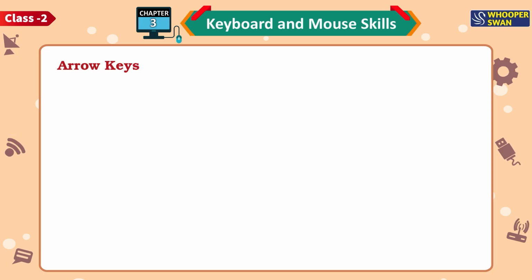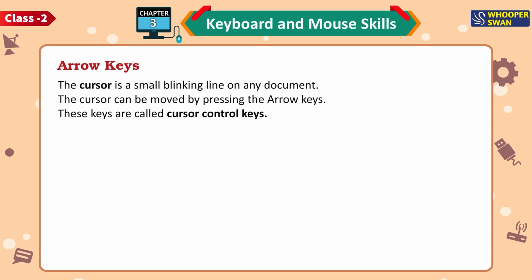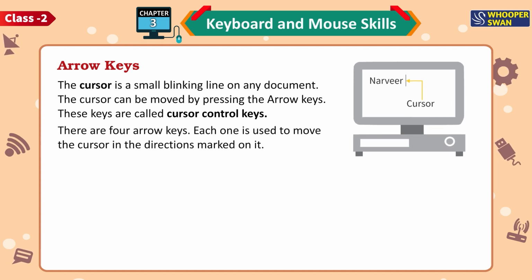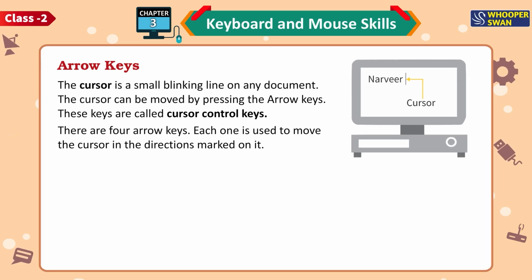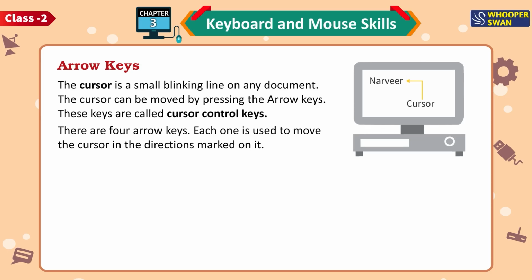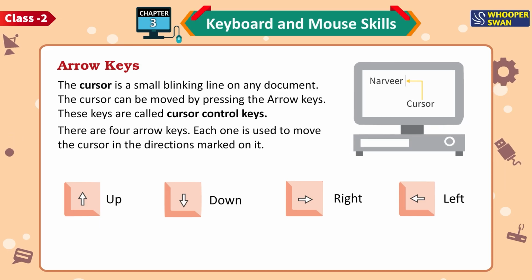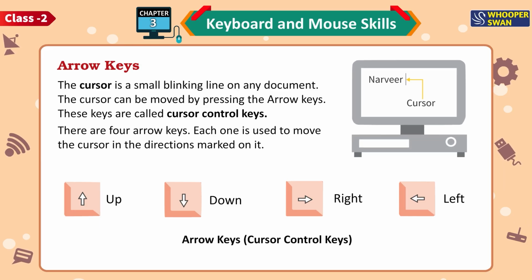Arrow keys. The cursor is a small blinking line on any document. The cursor can be moved by pressing the arrow keys. These keys are called cursor control keys. There are 4 arrow keys. Each one is used to move the cursor in the directions marked on it: up, down, right, left.